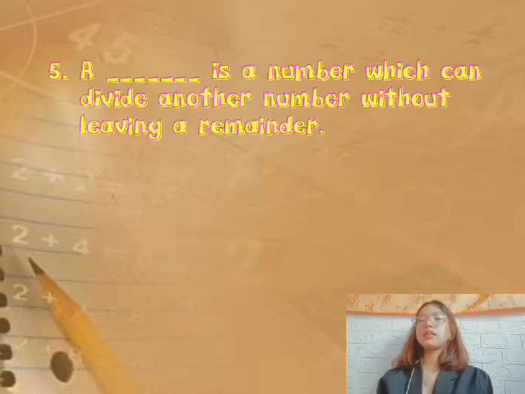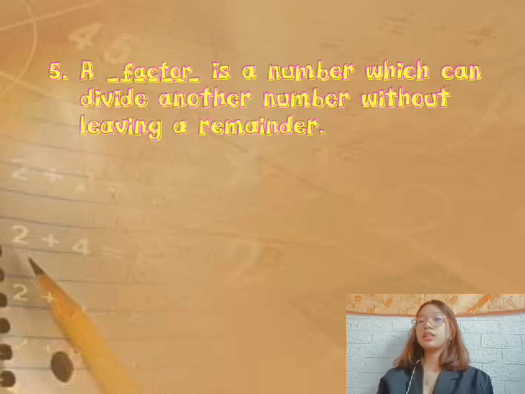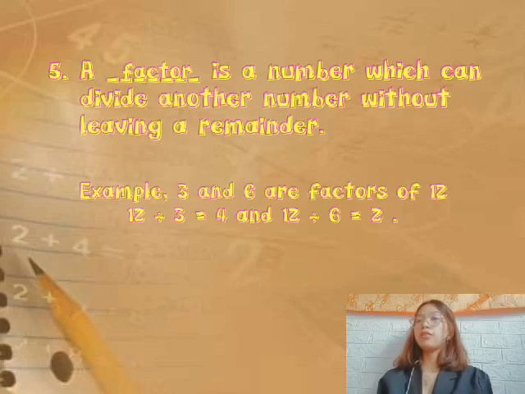A blank is a number which can divide another number without leaving a remainder. The answer is factor. A factor is a number that divides the given number without any remainder. The factor of a number can either be positive or negative. For example, 3 and 6 are factors of 12 because 12 divided by 3 is equal to 4 exactly and 12 divided by 6 is equal to 2 exactly. The other factors of 12 are 1, 2, 4, and 12.